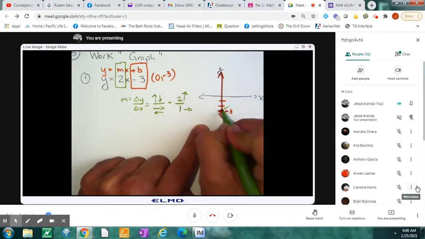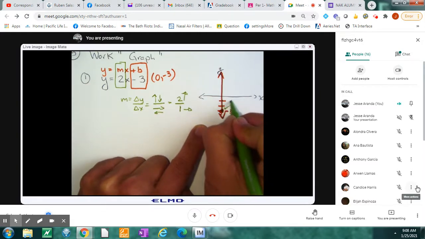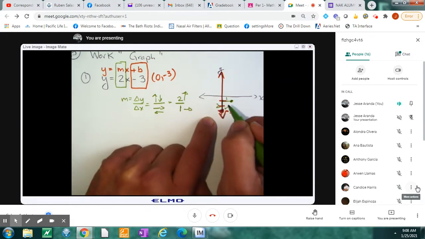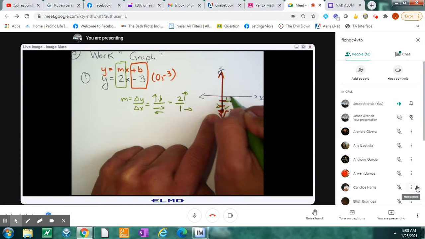So we're going to do this. 1, 2, and then 1 to the right. 2, and then 1. And then the rest you just go ahead and do it. 1, 2, 1.